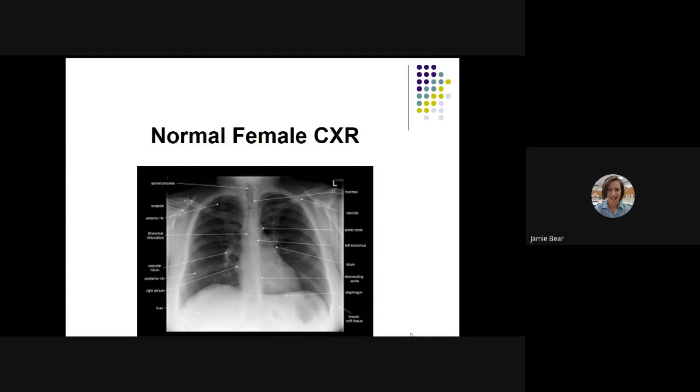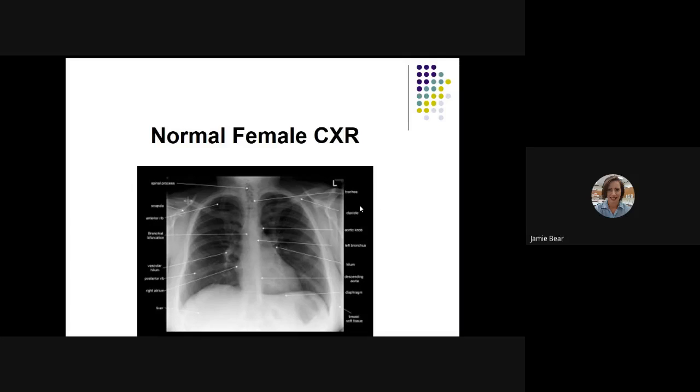Okay, here's a normal female chest x-ray. It's a little bit hard to see here. Here's the spinal process, the aortic knob. Here's the hilar region. And remember the hilar region. Big, how can you tell if that person has an enlarged heart?